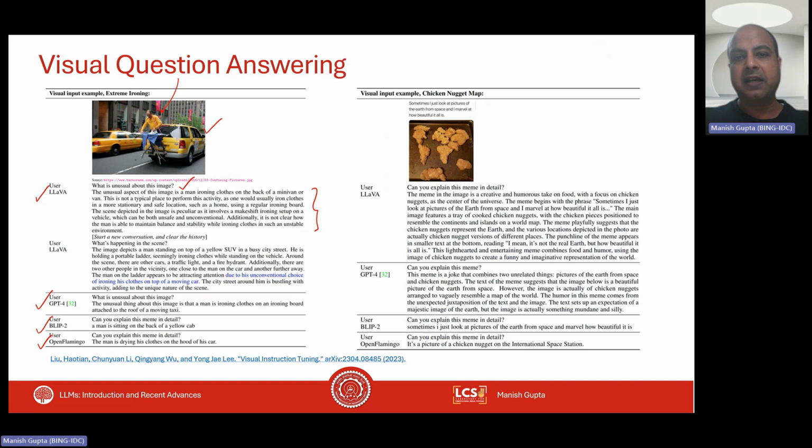Or look at another example where there is an interesting meme. So the text and the image are part of the single input, right? And the model is asked, can you explain this meme in detail? And various models, based on their capabilities, can nicely explain what's going on in this meme. So it's basically chicken nuggets kept in the form of a world map, and therefore it's funny and so on. Okay, it can explain jokes.